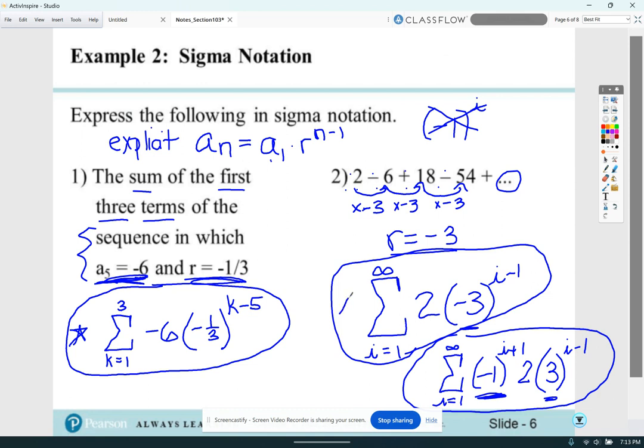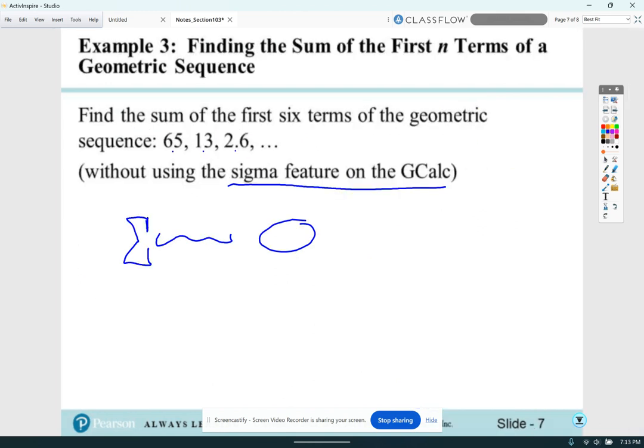Type that in on your calculator, type that in on your calculator, well, these are infinite, so be careful typing those in on your calculator. But we don't want to do that in this question. We want to use that S sub n formula from earlier. So we're trying to find the sum of the first 6 terms. Now what that formula starts with up here is a sub 1, so in this case 65.